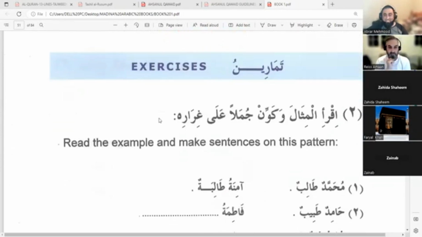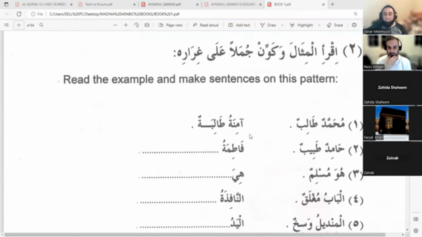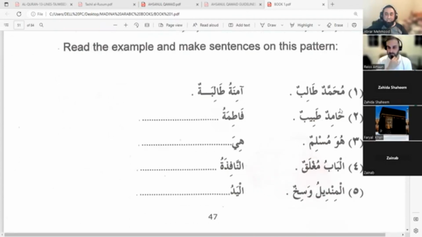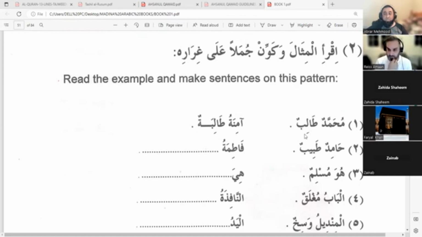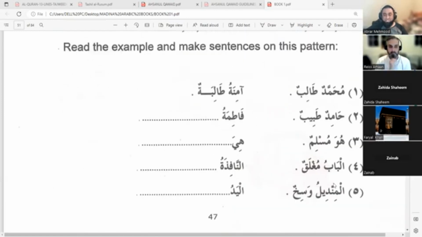Okay, moving on. Next exercise. اقرأ المثال وكون جملا على غراره. غرار meaning pattern. So here's a sentence and you make a sentence pretty much on the same pattern. So masculine, feminine. So for example, Muhammadun talibun. Keeping in mind all the rules that we've learned previously. Aminatu talibatun. Okay. So we've got about 5 here. So I think that works out quite nicely.